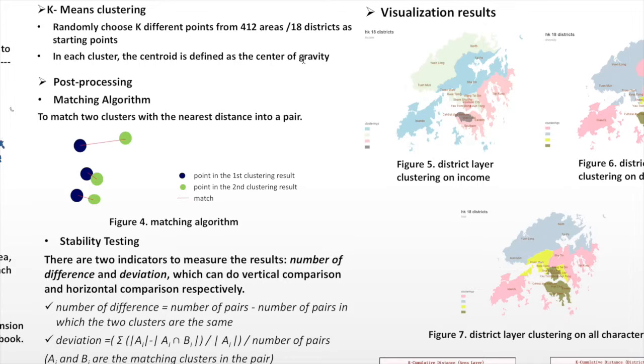But we want to know how large the influence is, so we designed the matching algorithm and stability testing to find out the influence of different k starting points of k-means clustering, and Yimin will talk about these two algorithms in detail.